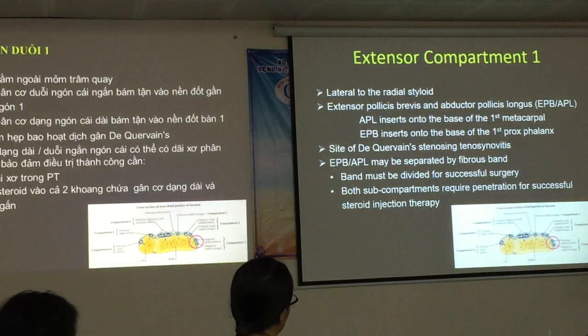So if we have a look at compartment 1, this compartment houses the extensor pollicis brevis and abductor pollicis longus.